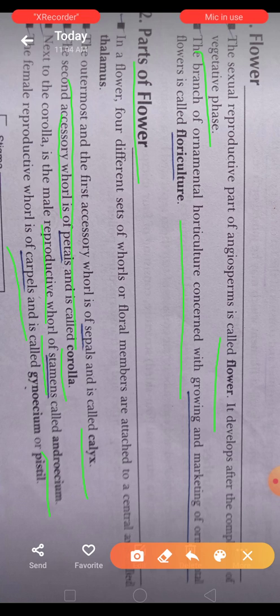Children, when school reopens, we will take a flower and take out the parts of the flower on a slide. This is a kind of practical in our syllabus. We will do this after the school reopens.